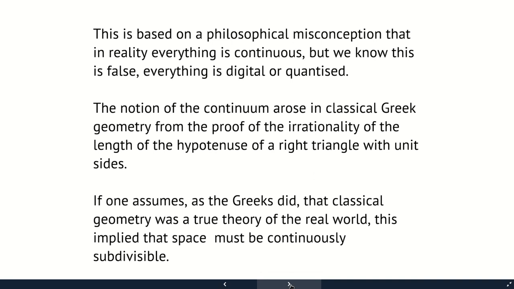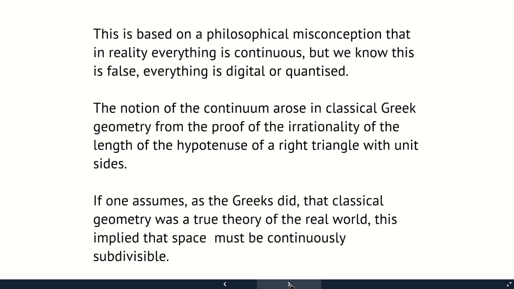The idealist misconception is that the real world is continuous, and that if you can express something in mathematics, it can be done. That's not necessarily the case, because we know that the real world is actually quantized. The notion of the continuum arose in classical Greek geometry from the proof of the irrationality of the length of the hypotenuse of a right triangle, where the two sides were of unit length.